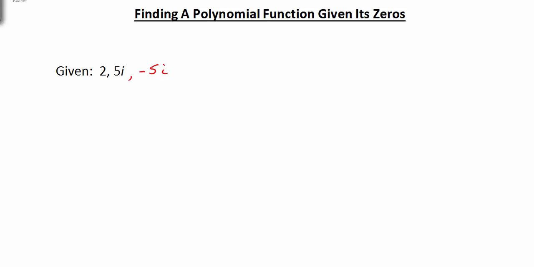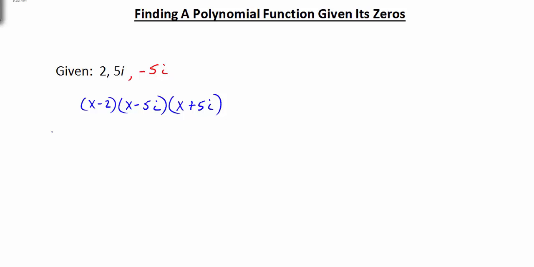Simply, if 2 is a zero, then x minus 2 is a factor. If 5i is a zero, then x minus 5i is a factor. And if negative 5i is a zero, then x plus 5i is also a factor. So now, basically, here is our polynomial.